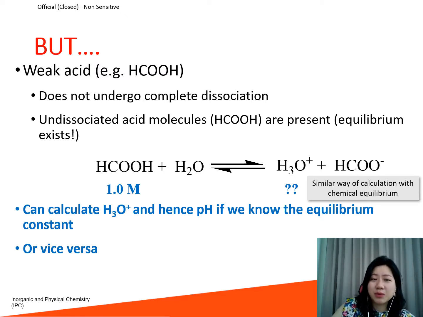A solution of a weak acid is actually a system in equilibrium where there are both undissociated and dissociated acid molecules present. Since this is a system in equilibrium, if we know the equilibrium constant, we can calculate the concentration of H3O plus present, and then we can calculate the pH of the solution.